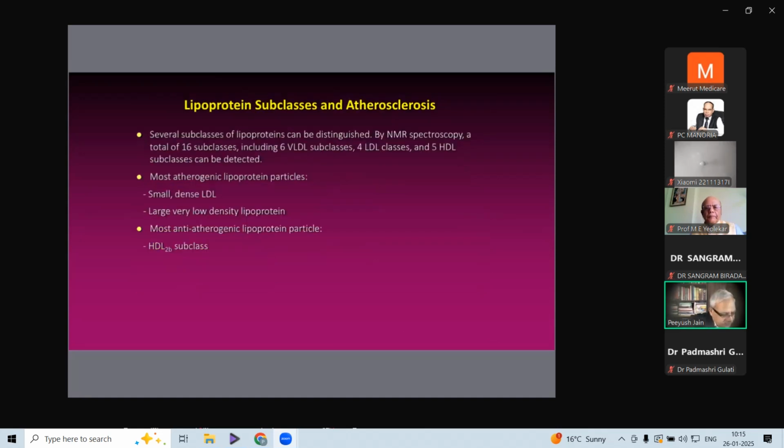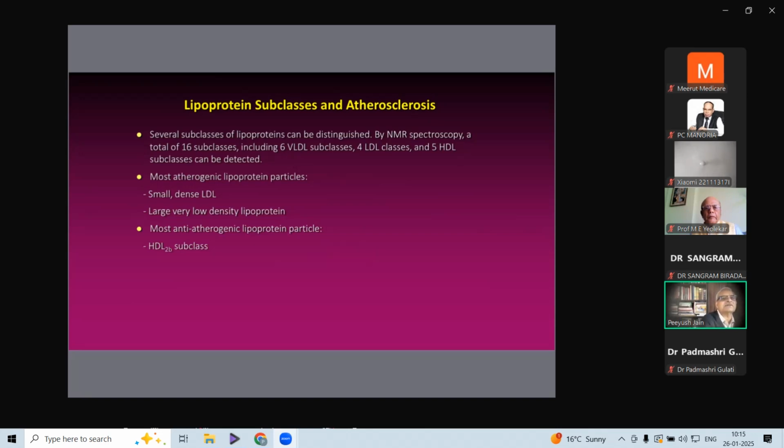So we go further and talk about another aspect. We have LDL-C, we have HDL-C, we have other lipid particles, and they could be subgrouped into things like small dense LDL or number of LDL particles, or the most atherogenic lipoprotein particle like the HDL-2B subclass. So is there any justification for measuring small dense LDL?